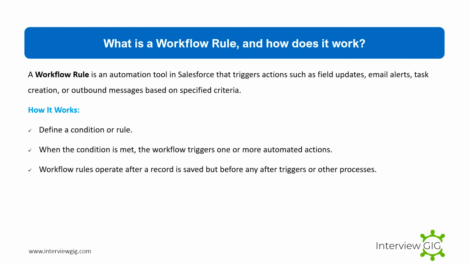What is a workflow rule and how does it work? A workflow rule is an automation tool in Salesforce that triggers actions such as field updates, email alerts, task creation, or outbound messages based on specified criteria. How it works: define a condition or rule. When the condition is met, the workflow triggers one or more automated actions. Workflow rules operate after a record is saved, but before any after triggers or other processes.